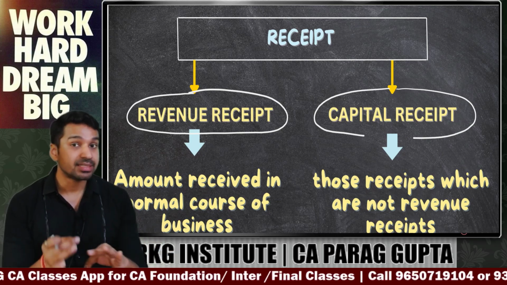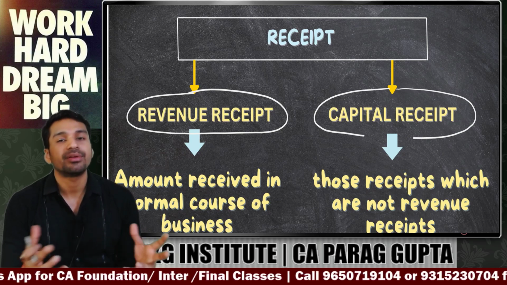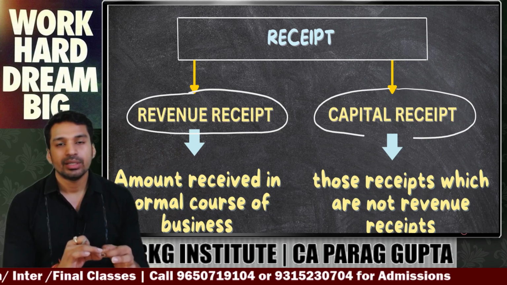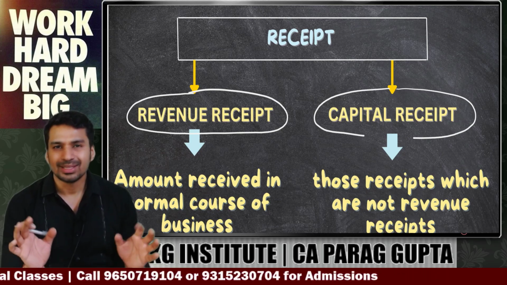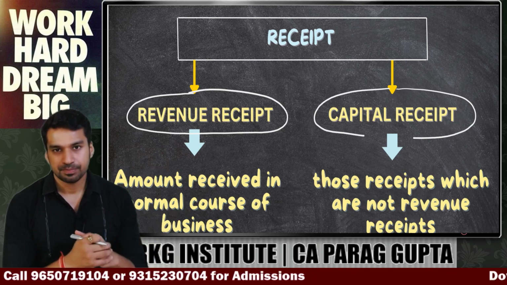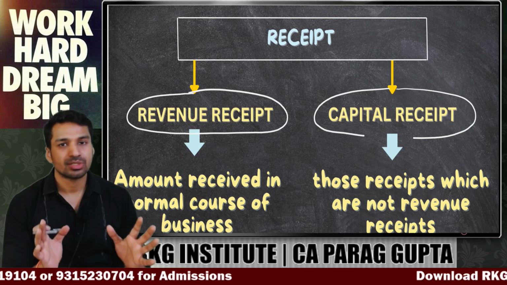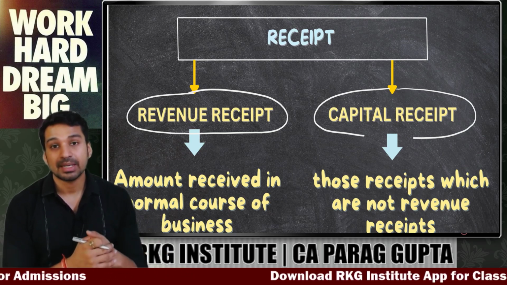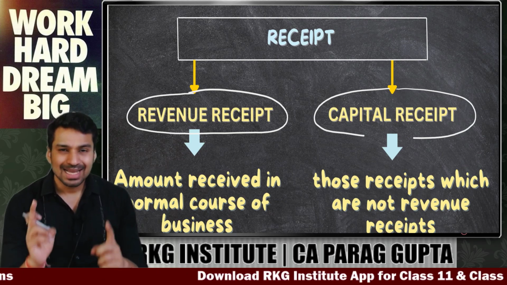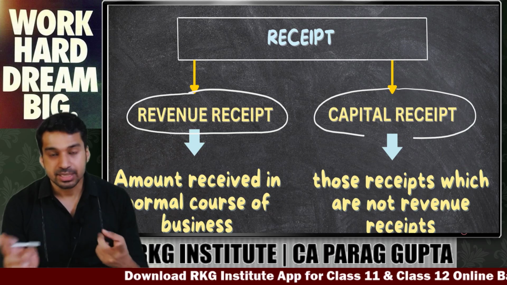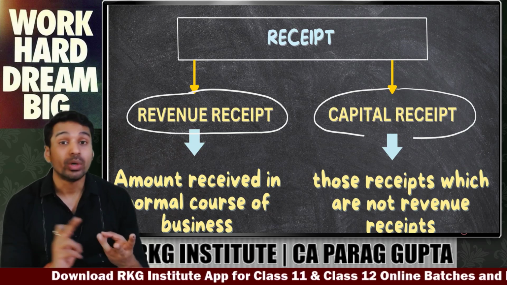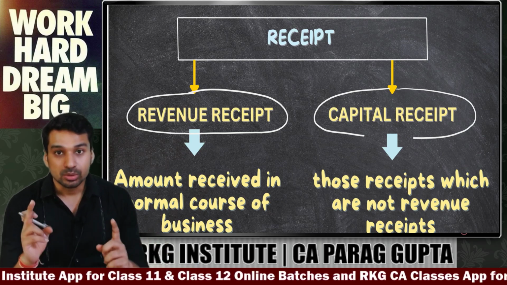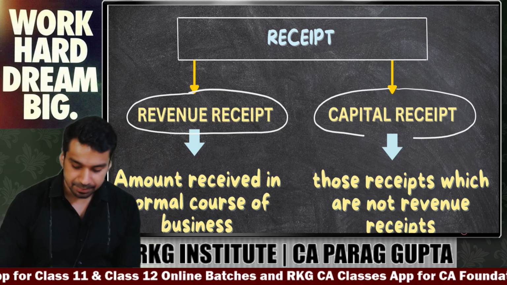But when I receive money on a very irregular basis, let's take an example: in my shop there is an old projector, and due to some emergency I have to sell it off. Now I receive the money after selling my projector. Selling a projector is not my main business, it is not my regular activity. Once in a while I sell my projector and I receive money. That kind of receipt is a capital receipt.